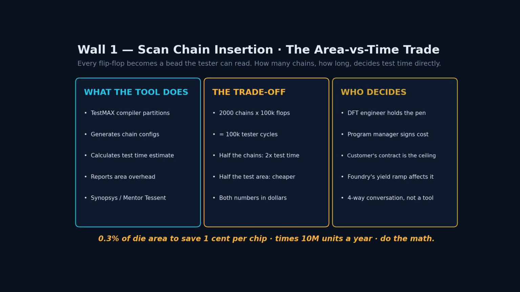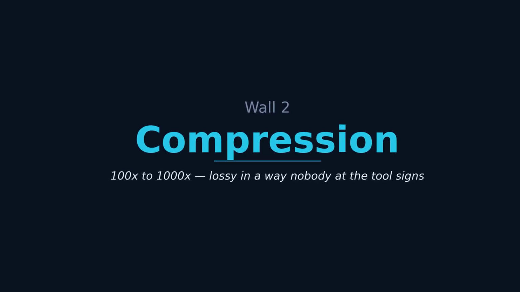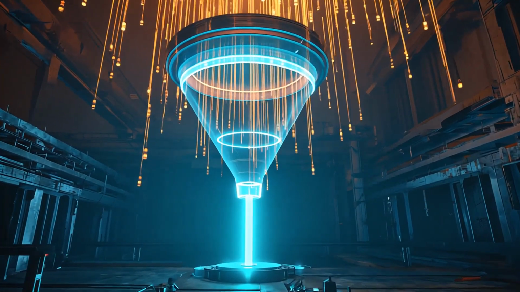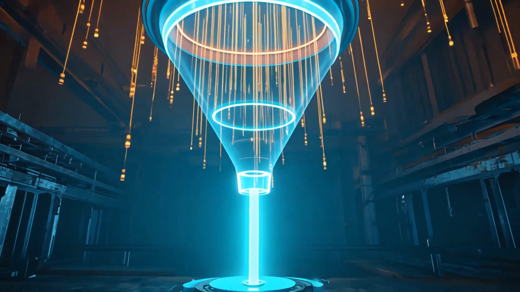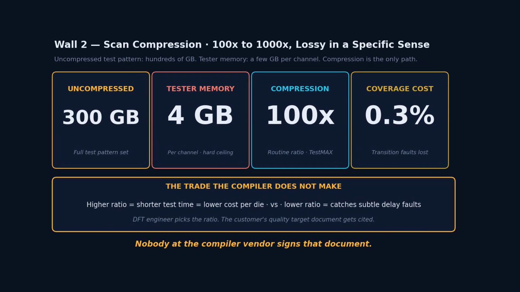That is a 4-way conversation between the DFT engineer, the program manager, the customer's product team, and the foundry. The compiler runs after the conversation finishes, not before. Wall 2 is scan compression. The uncompressed test pattern for a modern accelerator is in the hundreds of gigabytes. The tester memory holds maybe a few gigabytes per channel. Without compression, the test pattern does not fit on the tester at all.